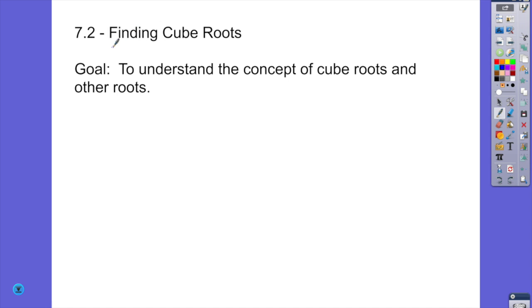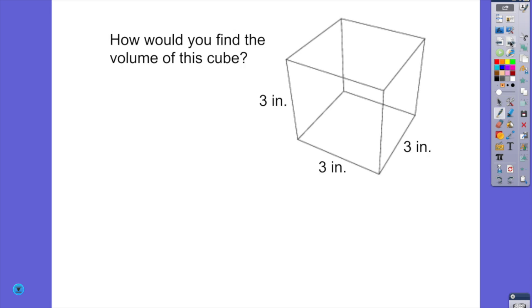In this lesson, we're going to be taking a look at finding cube roots. It's just the logical continuation of our last lesson on square roots. So your goal is to understand the concept of cube roots and to also understand other roots. Now, just so you know, your classwork and homework will not be about other roots beyond cube roots, but it's a good place to talk about it just so that in the future you know what it's all about.